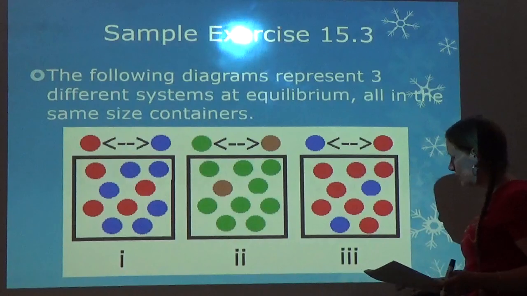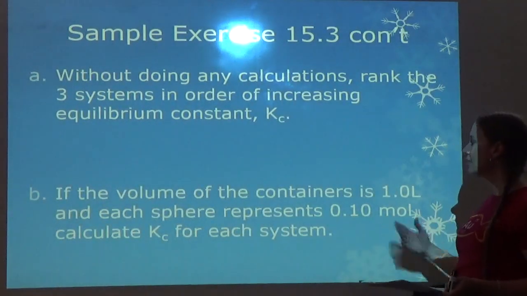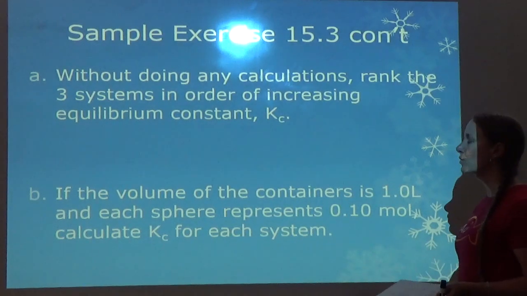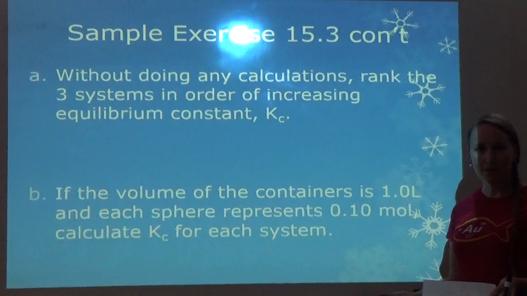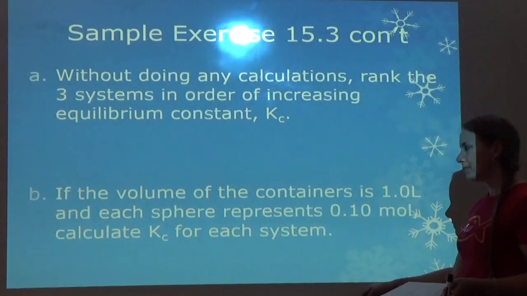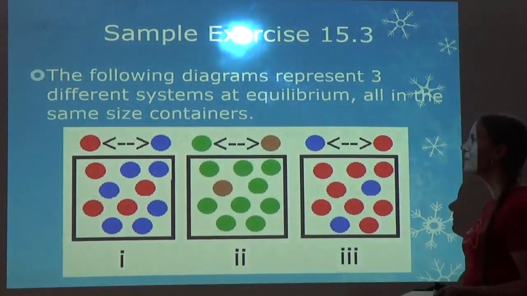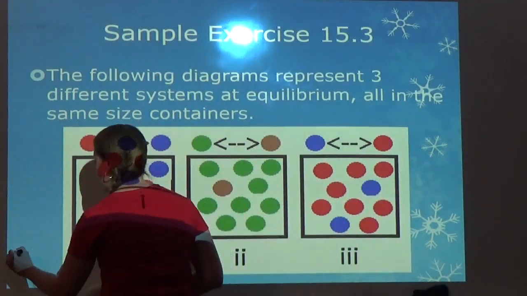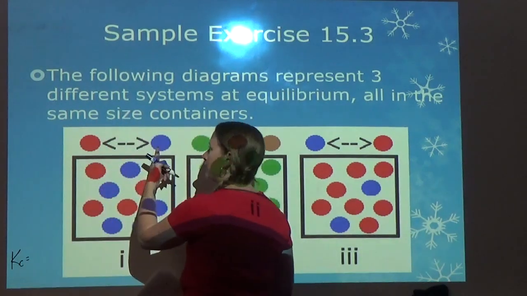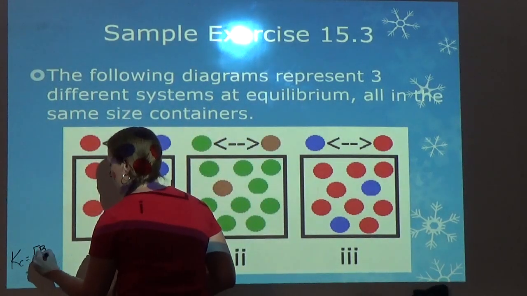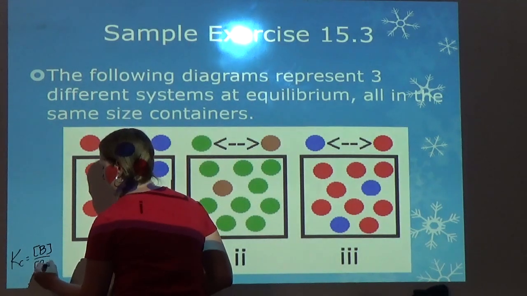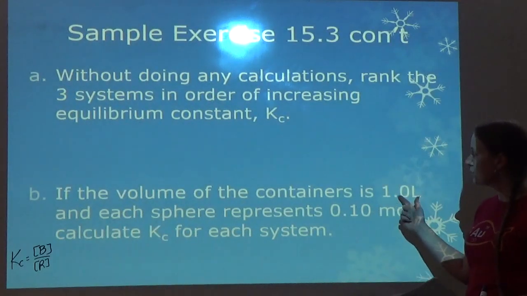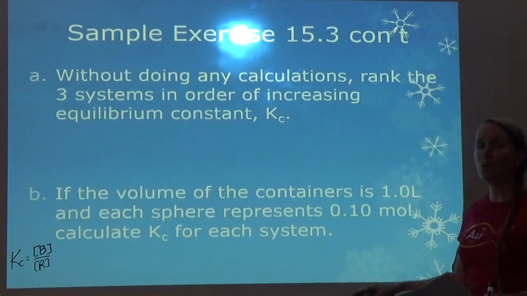Then let's see what part B says. I might have to click back here again. It says, if the volume of the containers is 1 liter and each sphere represents 0.1 moles, calculate the Kc for each system. So let's click back again. I don't have a lot of room to write this, so I'll just write them down here. Here our K is going to be blue over red. I'm just going to put B over R. And they said that each container is 1 liter and each sphere is 0.1 moles.